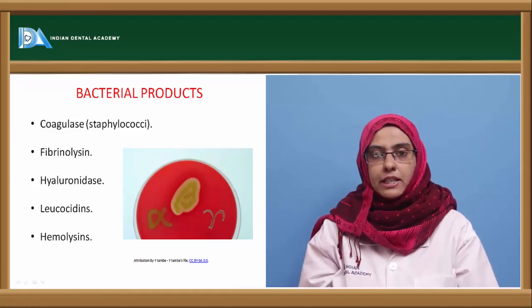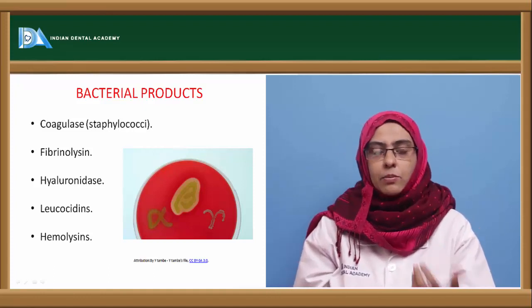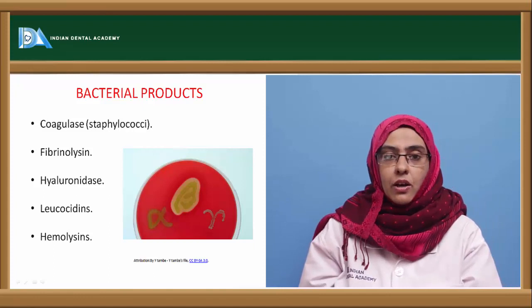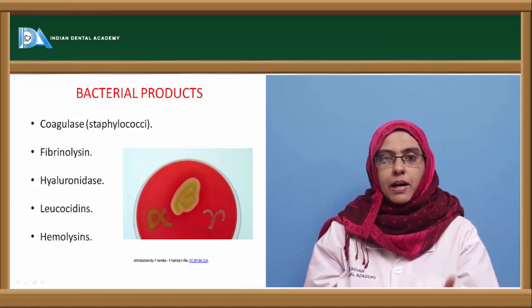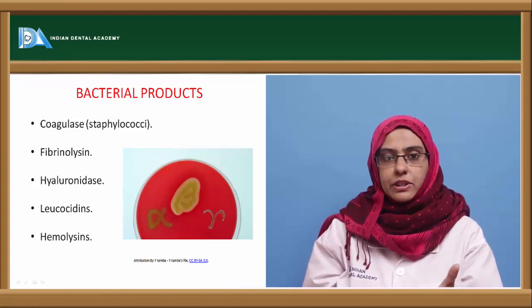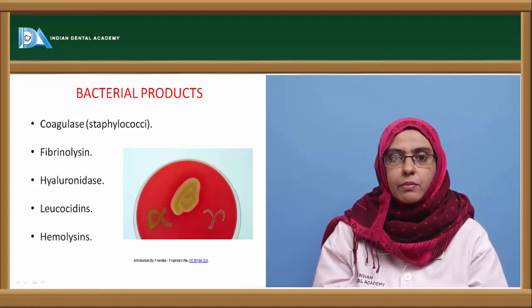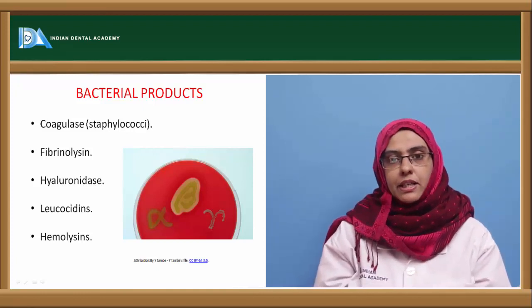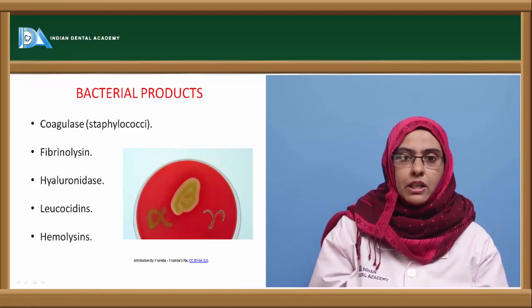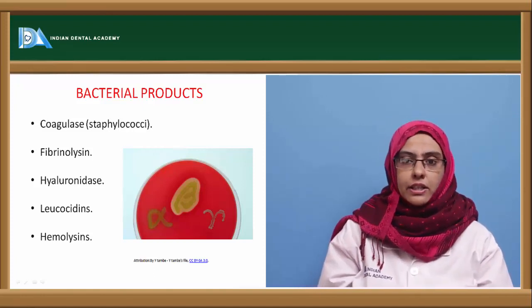Next is fibrinolysin. Fibrinolysin is a protein that degrades the fibrin clot that is formed as a part of the human immune system to prevent the spread of the infection. So fibrinolysin breaks the fibrin clot and helps to transmit the infection from one part of the body to the other part. Next is hyaluronidase.